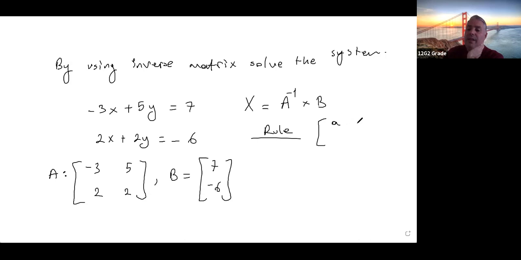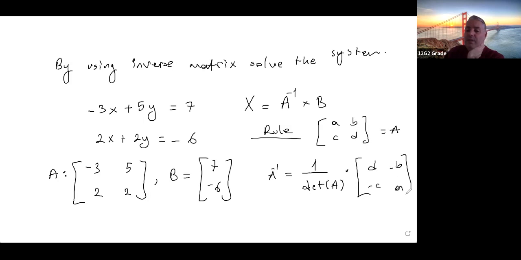If the matrix is A, B, C, D, this is matrix A. What is the A inverse? A inverse is 1 over determinant of A multiplied by the matrix where A and D change position, and put -B here, -C here. So if I use this rule for my question, what will it be? 1 over determinant of A times, so -3 and to change the position, 5 will be -5, 2 will be -2. So that's the rule.